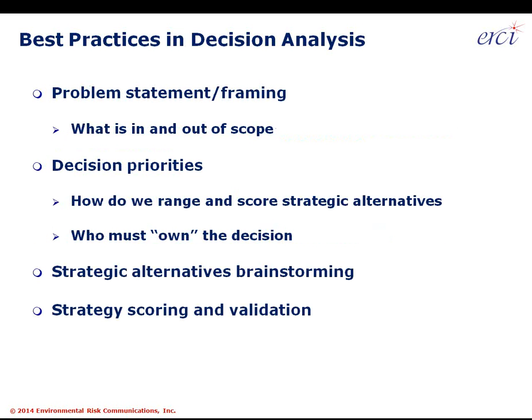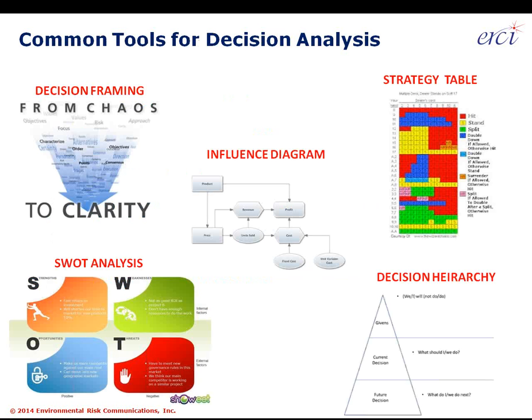Our third slide on best practices in decision analysis includes that problem statement and framing is absolutely pivotal. Identifying what's in scope, what's in the frame, and what's out of scope is pivotal to knowing what problems are going to be fixed and what will not be addressed through the decision analysis activity and through the solutions that are proposed. Decision criteria or decision priorities need to be stated next, and that'll go back to how a team ranges and scores strategic alternatives, and then define as well who's going to own a decision. Strategic alternatives in turn need to be brainstormed and scored and validated in order to perform these steps appropriately.